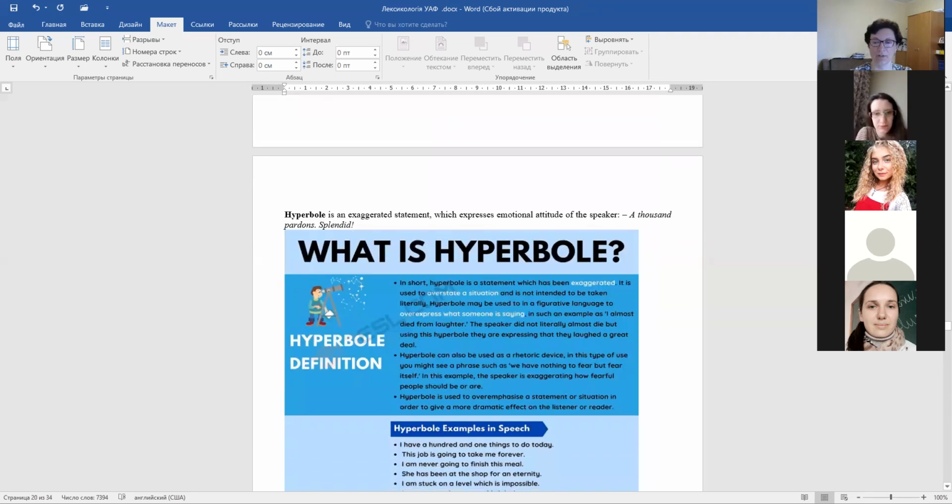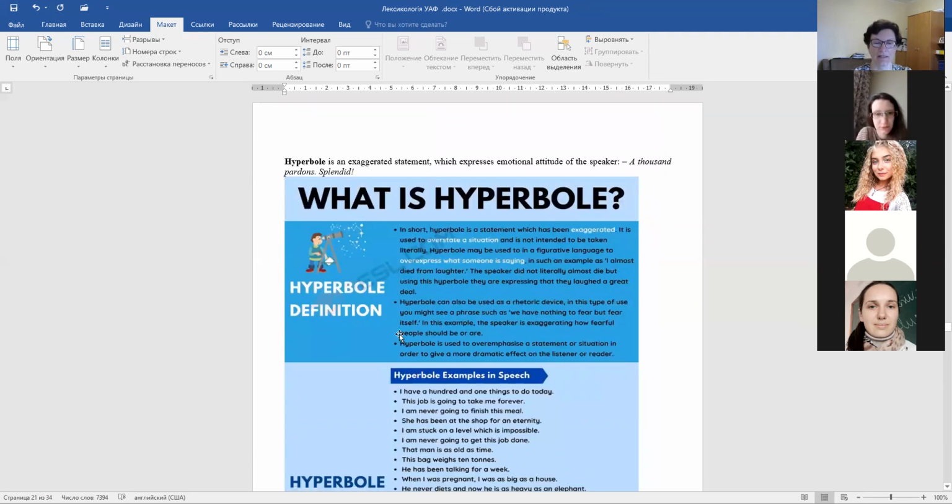Okay, good. Natasha, next. Hyperbole. Hyperbole is an exaggerated statement which expresses the emotional attitude of the speaker. For example, a thousand pardons, splendid. In short, hyperbole is a statement which has been exaggerated. It is used to overstate a situation and is not intended to be taken literally. Hyperbole may be used in figurative language to overexpress what someone is saying.